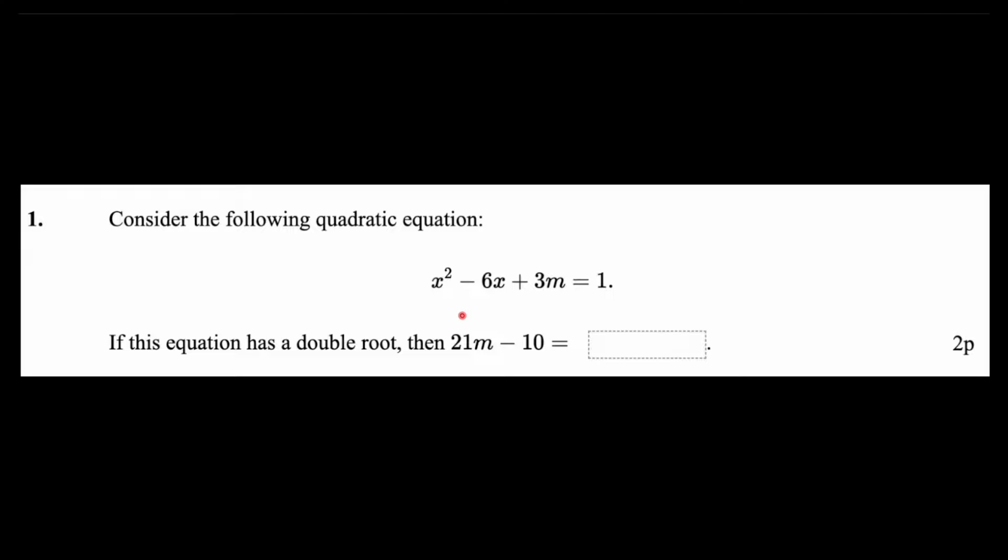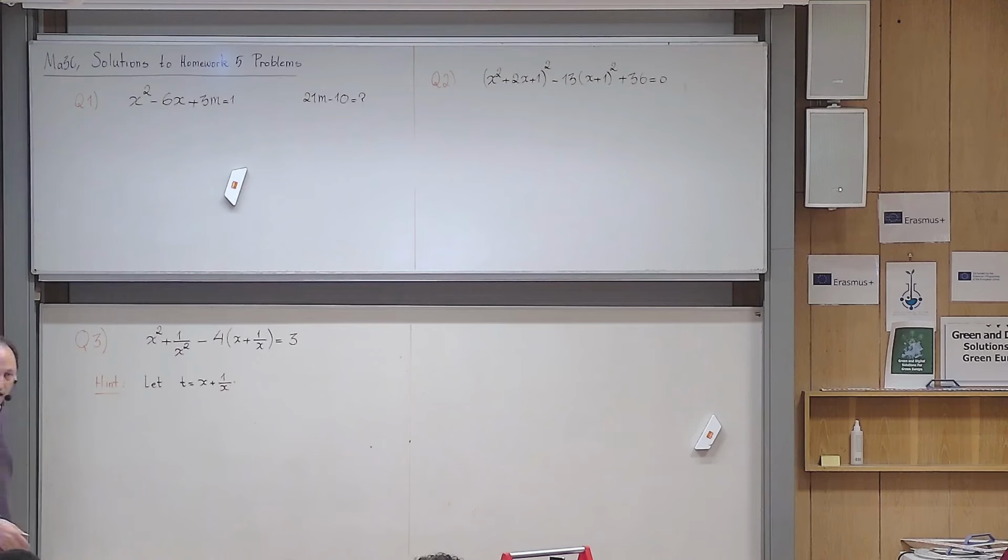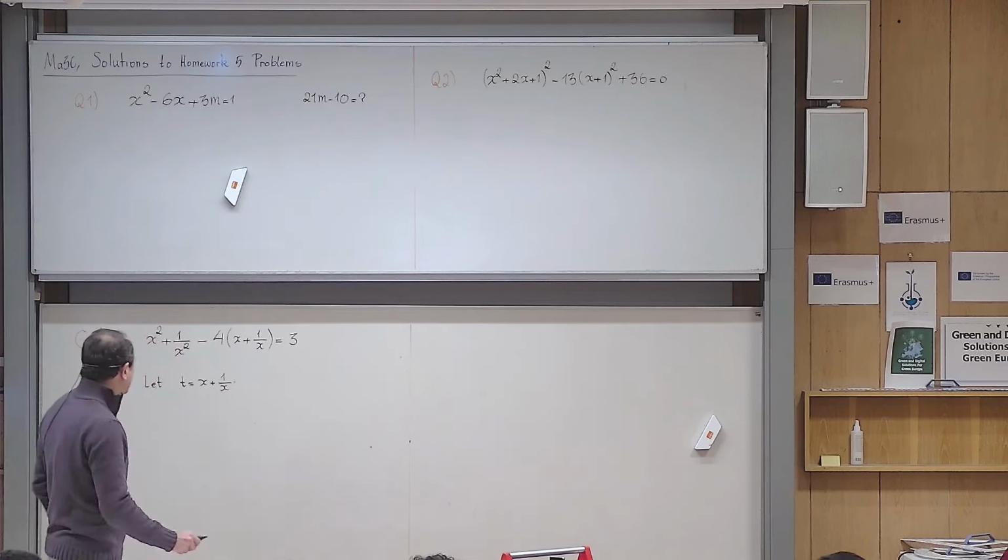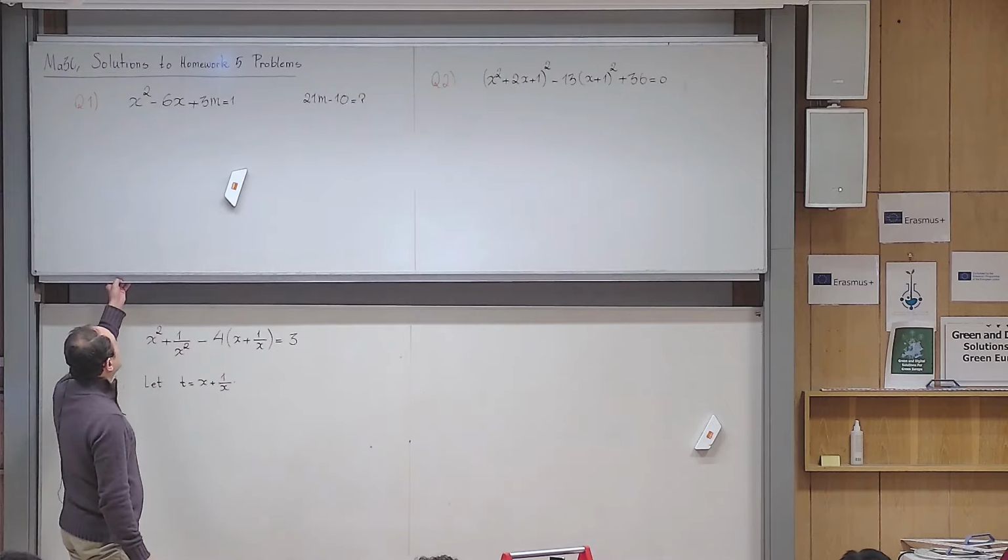Consider the following quadratic equation. If this equation has a double root, then 21m minus 10 equals to, you're supposed to answer this question mark. Okay, so that is, I think, a simple problem. It's not a hard one. It's according to what we had, some of the problems in the book. Do you remember? So let me start solving this.